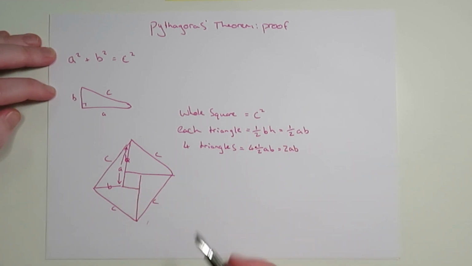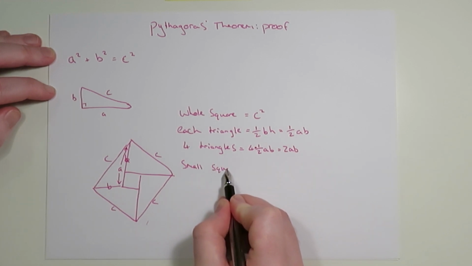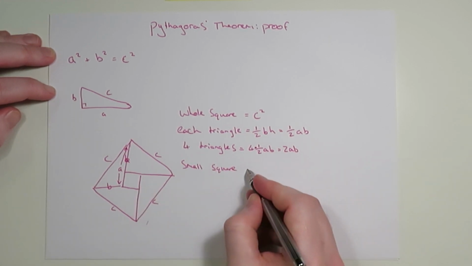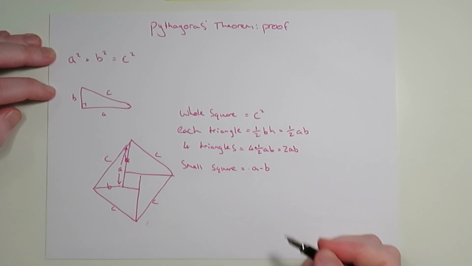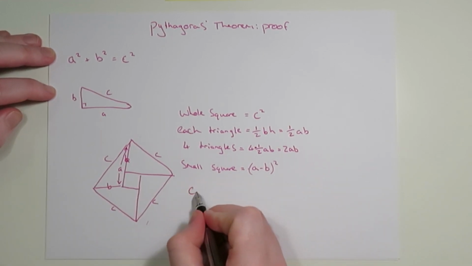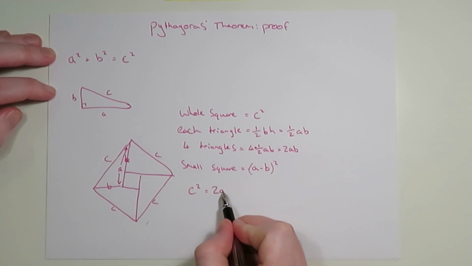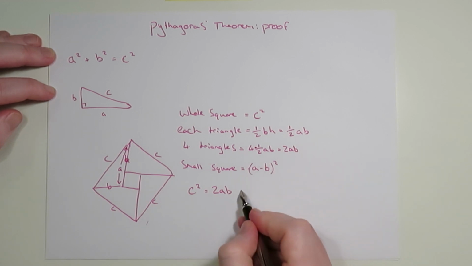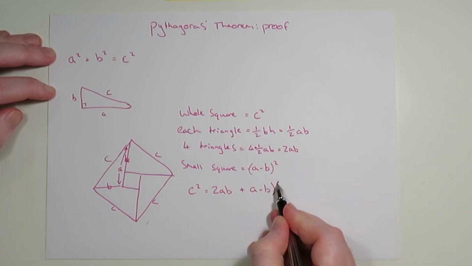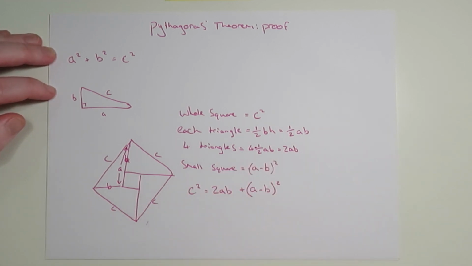What about the square in the middle? Well, the square in the middle, so I'll just label that a small square, has the side a minus b, so the area of that is going to be (a minus b) squared. Now the whole square is c squared, and that's made up of the 4 triangles, which is 2ab, and the small square, which is (a minus b) squared. So hopefully there you're following that. If you've lost me at any point, just rewind the video and watch that part again.